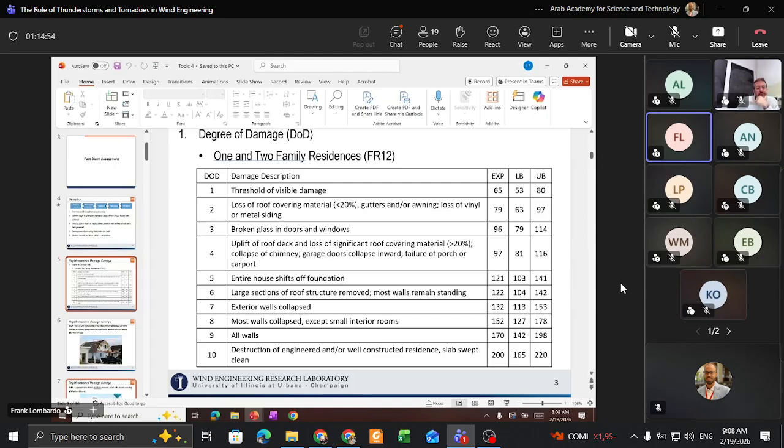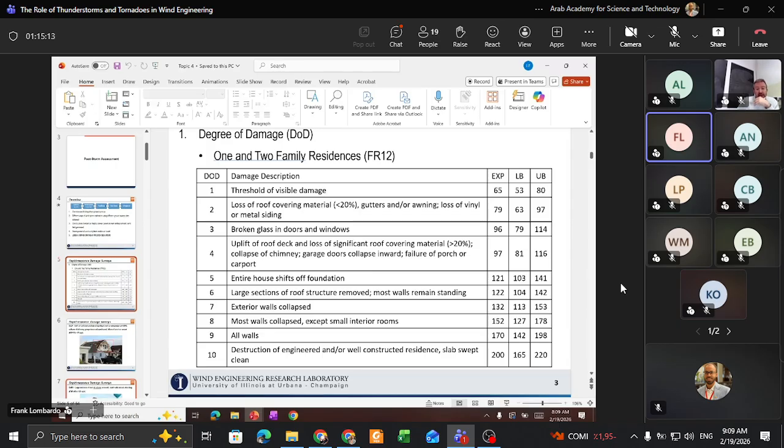And then what you typically see after you start to lose a little bit of the roof deck, you start seeing the actual roof structure removed. This is like roof trusses, for example. And those walls are still up. And then you start to see collapse of the walls. That's DOD 7 and 8. 9 is all walls collapse. And then 10 is finally sort of complete destruction of the residence.